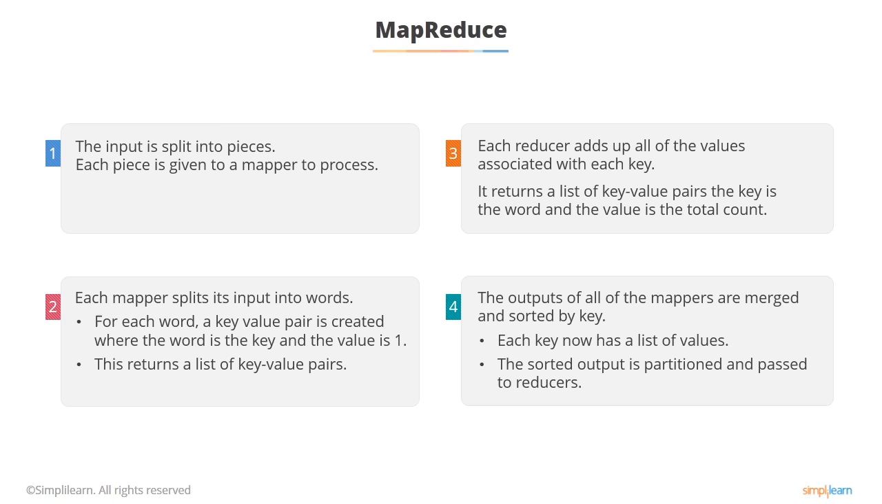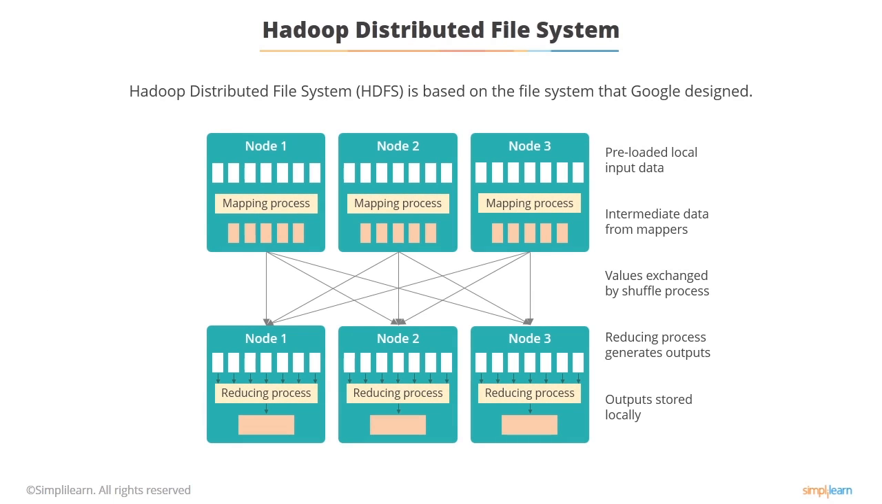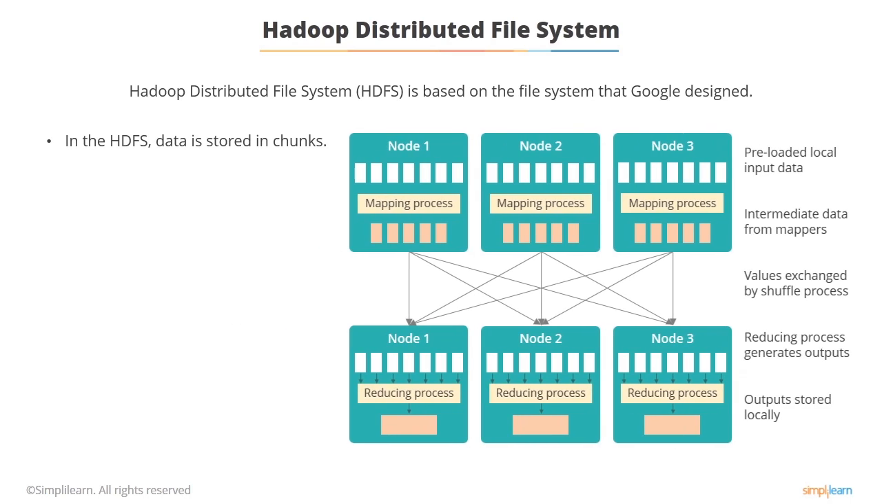We've got the Hadoop distributed file system, which is based on the file system that Google designed, which I mentioned earlier. It stores data in chunks. You create a Hadoop HDFS file system on your nodes, and then you copy your data into HDFS, which distributes it across the different nodes in your cluster of machines.